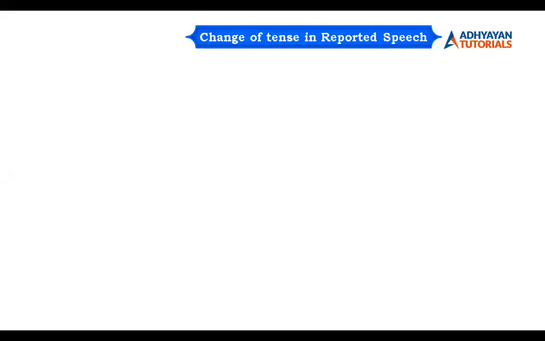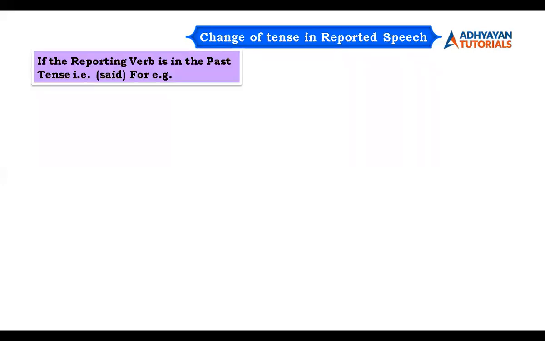Okay, so now how do we see the changes in tense? Changes in tense, kaisa hota hai? Let us see that. So if the reporting verb is in the past tense, that is said, for example, then we change the tense.